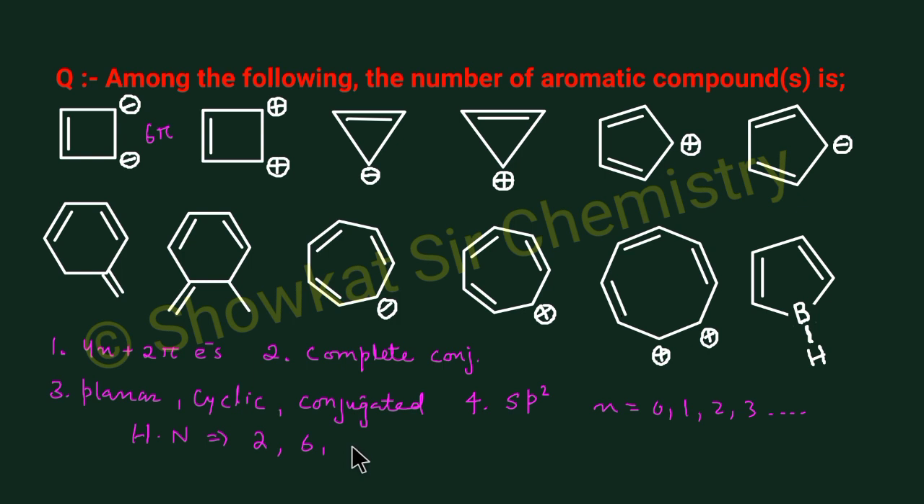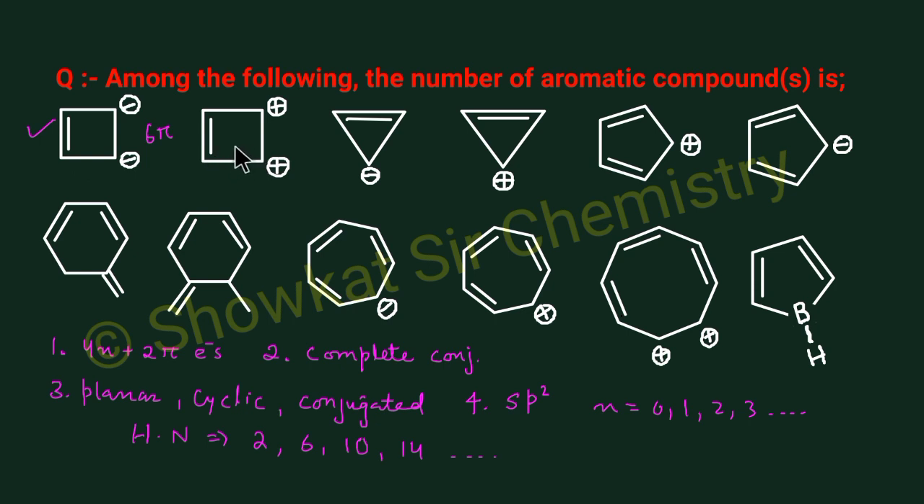Similarly, if n is 2, 4 twos are 8, 8 and 2 is 10. 10 is also a Huckel number. Similarly, 14 is also a Huckel number. So here Huckel number 6 is followed, and this is cyclic. It is also planar, because this carbon is also sp2 hybridized. Whenever we have a carbanion in conjugation, its hybridization is sp2. So this first one is aromatic.